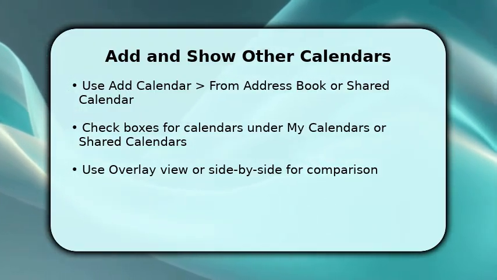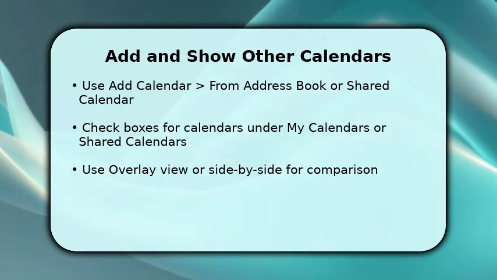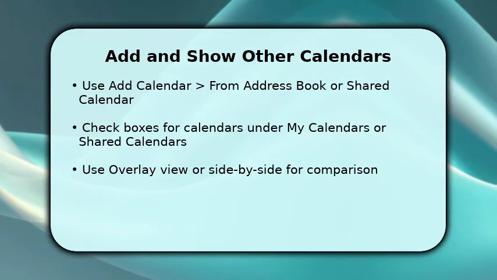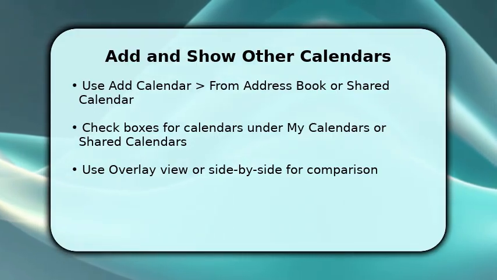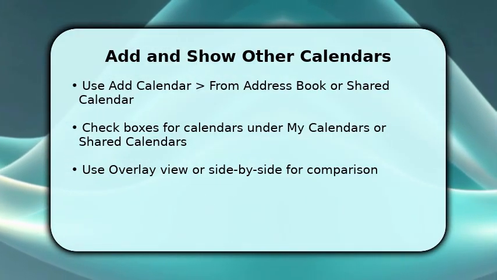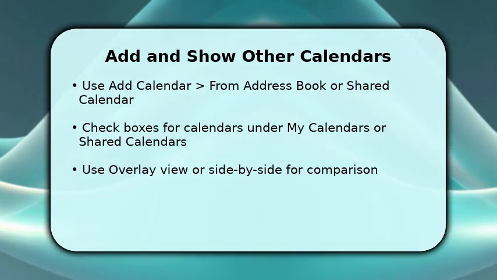If you want both visible together, choose Overlay View to combine or Side-by-Side for comparison. Overlay reduces clutter while Side-by-Side shows details. Make sure permissions allow viewing. If you see limited details, request at least reviewer access.